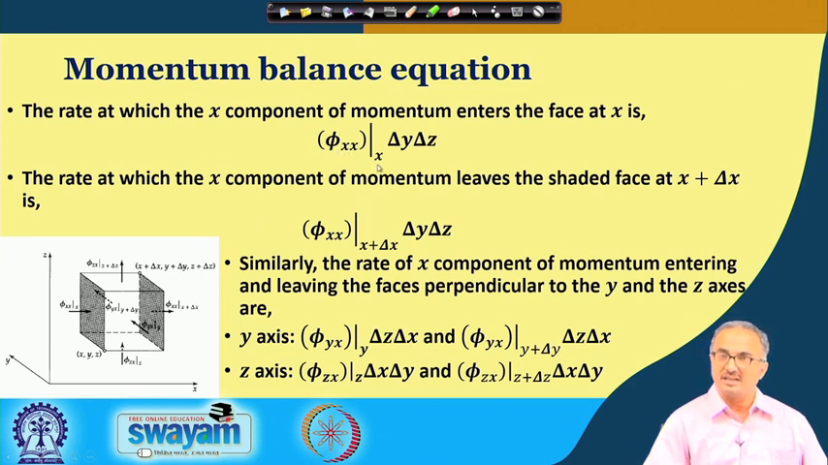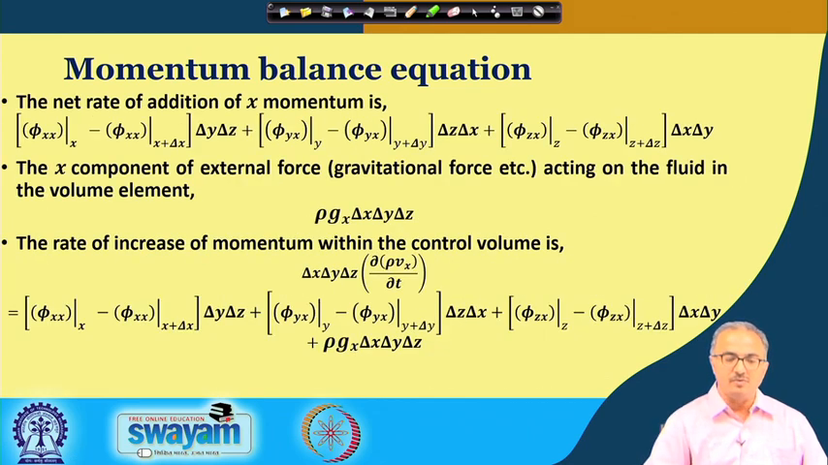And this is at x position, and this is multiplied by the area of cross section to get the rate of momentum going in, and similarly we get the rate at which momentum is coming out of the system. Similar things may also be written for the momentum going in the y direction, and this is for the z direction. After putting these, we go back to our equation.